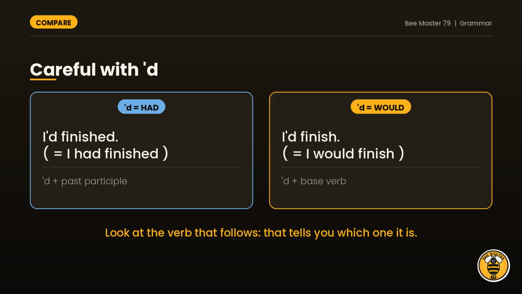One thing to watch. In speech, had is often shortened to just a D sound, I'd finished my work, but would is shortened in exactly the same way. I'd finished my work. So how do you tell them apart? Look at the verb that follows. If it is a past participle, the D means had. If it is the base verb, the D means would.